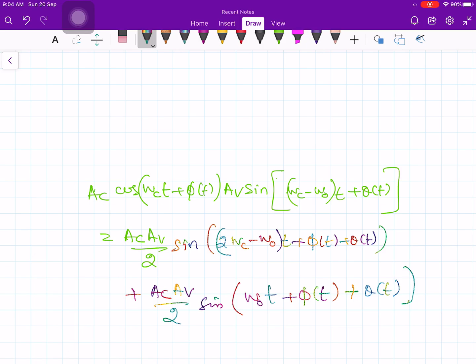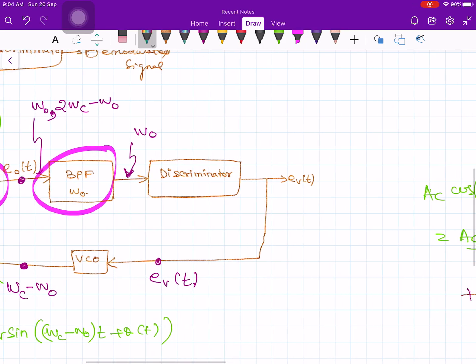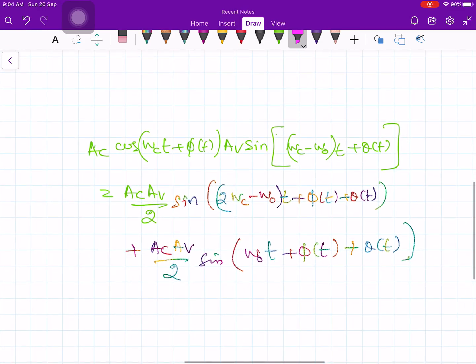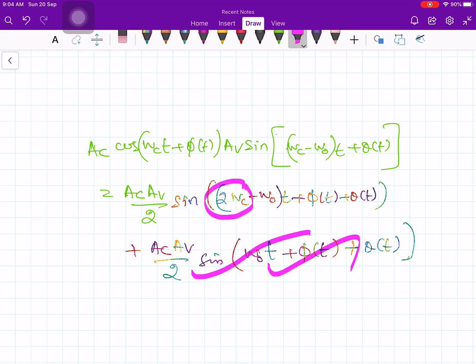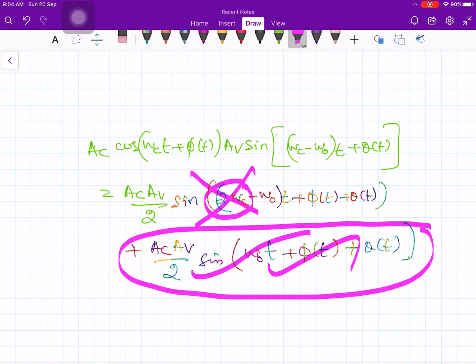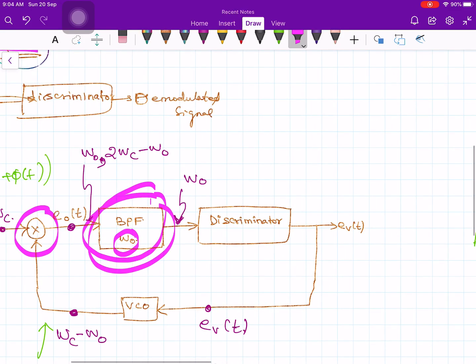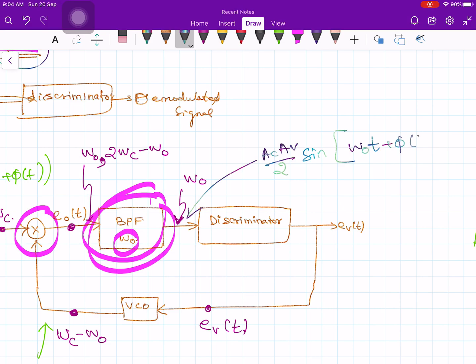And your band pass filter, look at this figure. This band pass filter is tuned to the frequency of omega naught. Therefore this component is passed through the band pass filter, but this component is centered at 2 omega c. Therefore this guy will be rejected. So the output of the band pass filter will contain this portion only. So in this point you have AC AV by 2 sine of omega naught t plus phi of t minus theta of t. That's it.